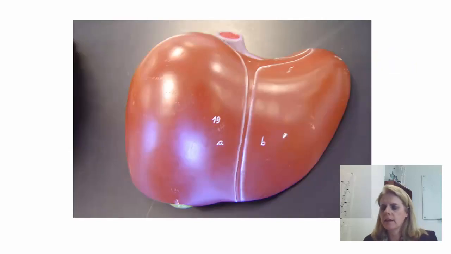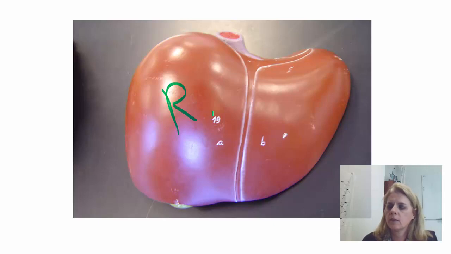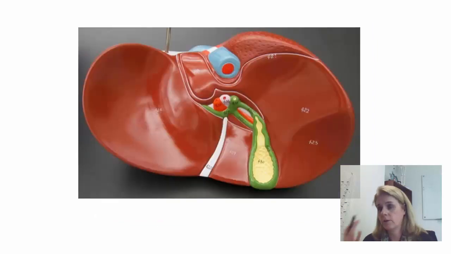Here's your liver looking at it. This is going to be your right lobe. This is your left lobe looking at it from the front. Your gallbladder is peeking out down behind it. Turn it around. This is going to be the right. This is going to be the left.